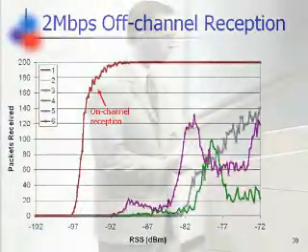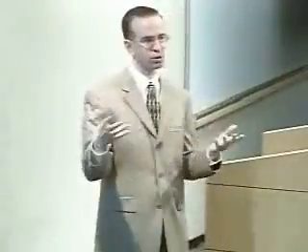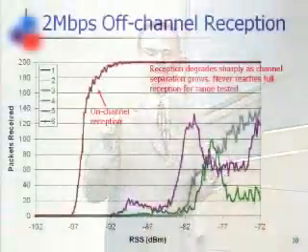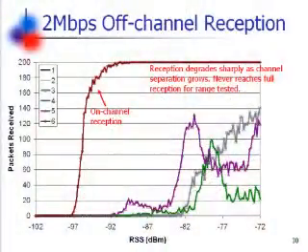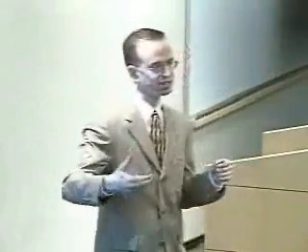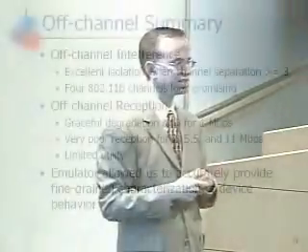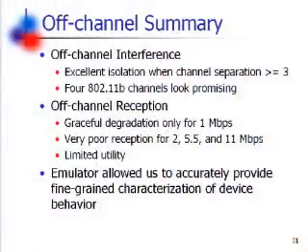But once we move to 2 megabits per second, we notice things don't look so good. The on-channel reception, of course, is good, but as soon as we move even one channel over, we get very degraded signal reception. And in fact, if I were to show the 5.5 and 11, for the range of signal strengths I looked at, the only packets I received were at the on-channel case.